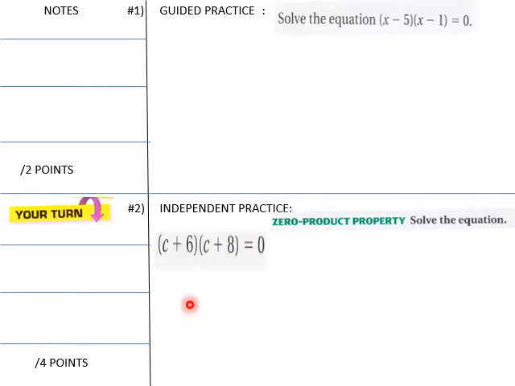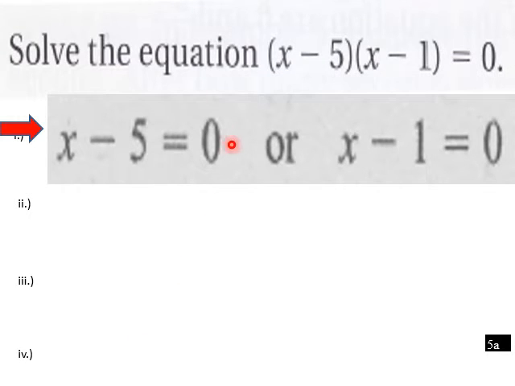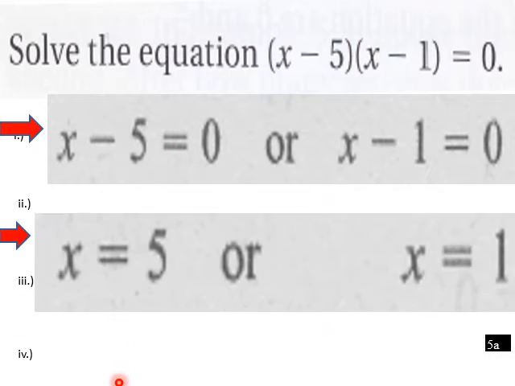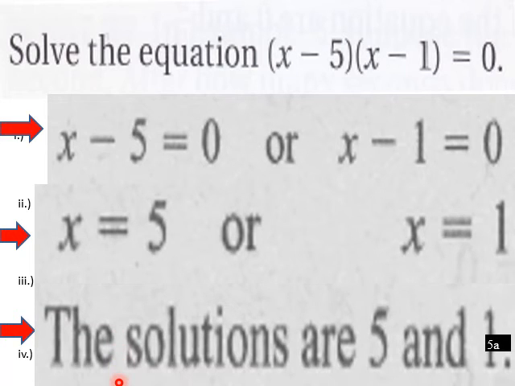Okay, so now we're going to do our own. This is our guided practice. Students, this is you. Pay attention so you can do your independent practice. Solve the equation: x minus 5 times x minus 1. So x minus 5 equals 0, x minus 1 equals 0. X equals 5 or x equals 1. Here's our check, and they check out. You plug those in. 0 times 4 is 0, negative 4 times 0 is 0.